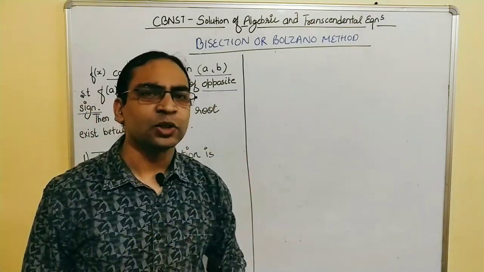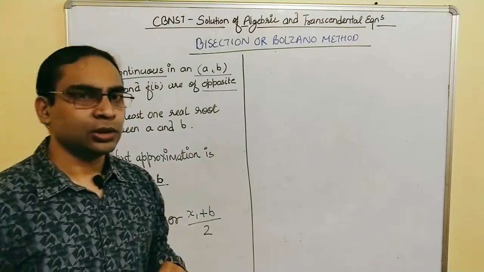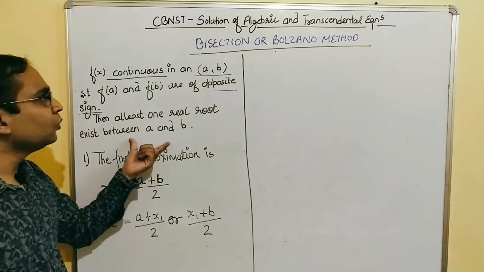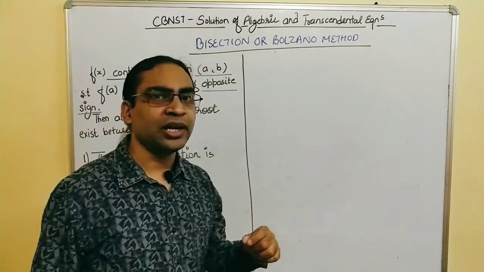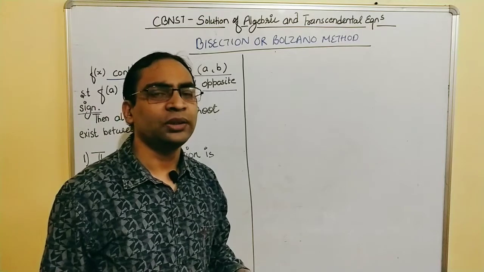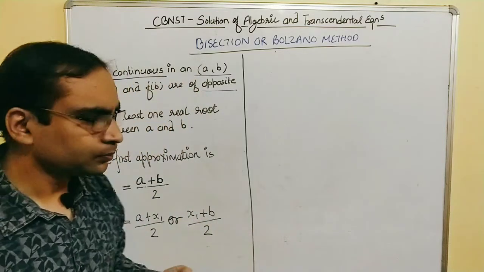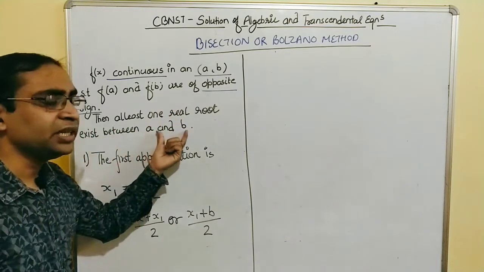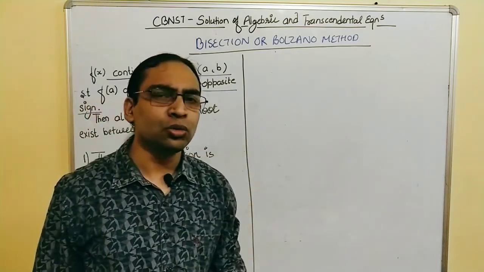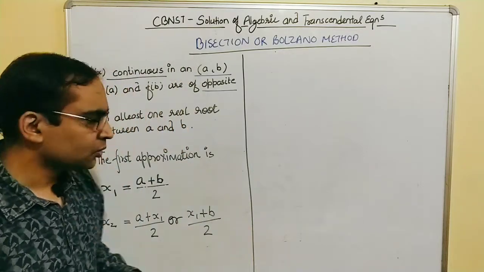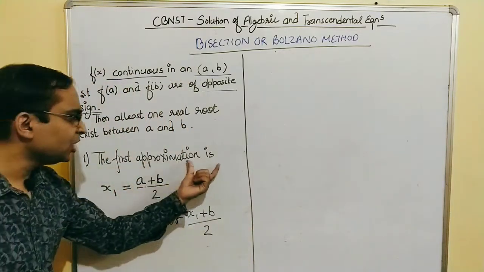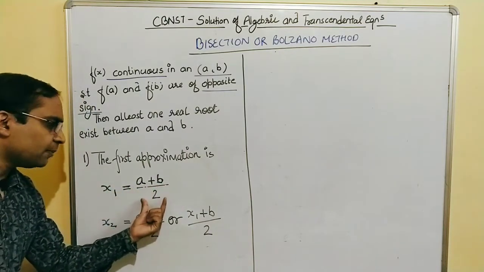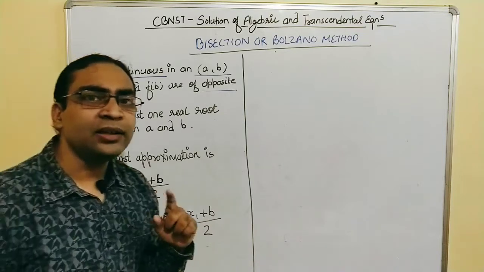This property is known as the IVT theorem. With this theorem we will use the bisection method to achieve the solution of the transcendental equation. So at least one real root will exist between a and b, and we can reach that root by approximations. Our first approximation of the root will be given by x1 equal to (a plus b) upon 2. This is called halving the interval.